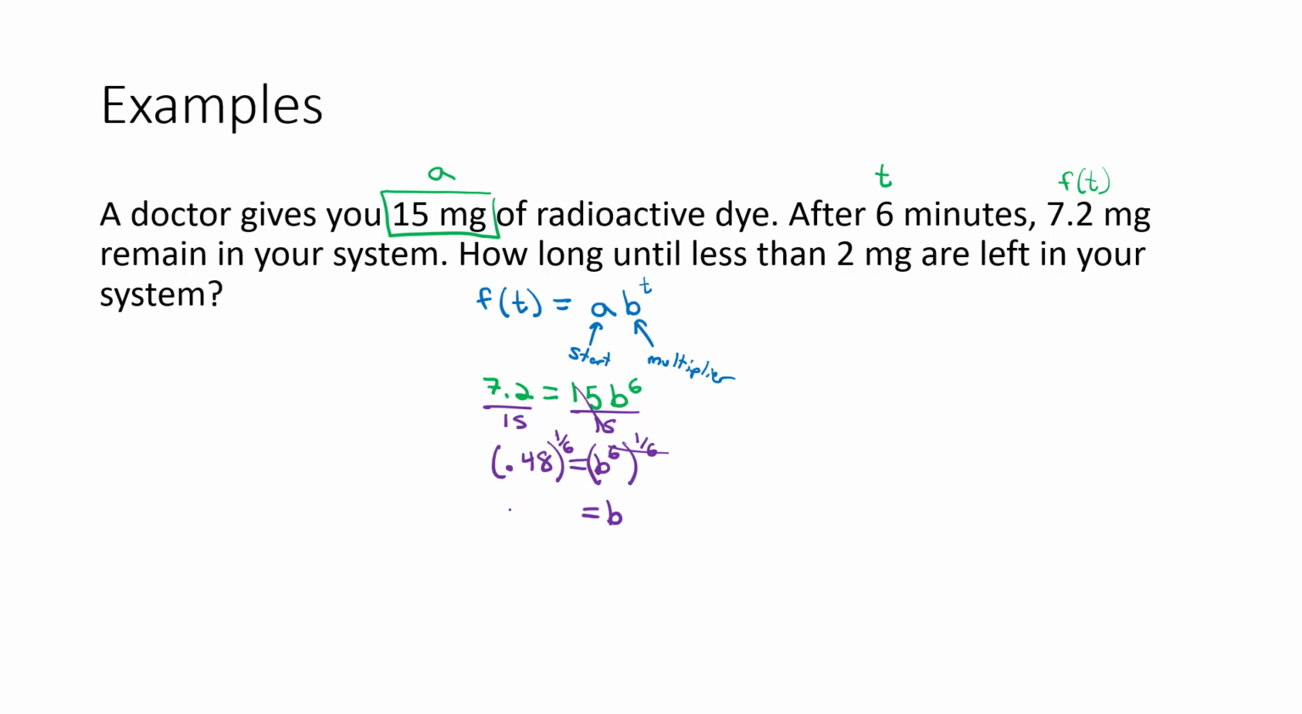actually, let's just round it to 4 decimal places, 0.8849, 88.49% every minute. So now that I know what b is, and we know what a is, we actually know what our function truly looks like. Our function is our starting value, the 15 milligrams, times b, the 0.8849 raised to the t power.